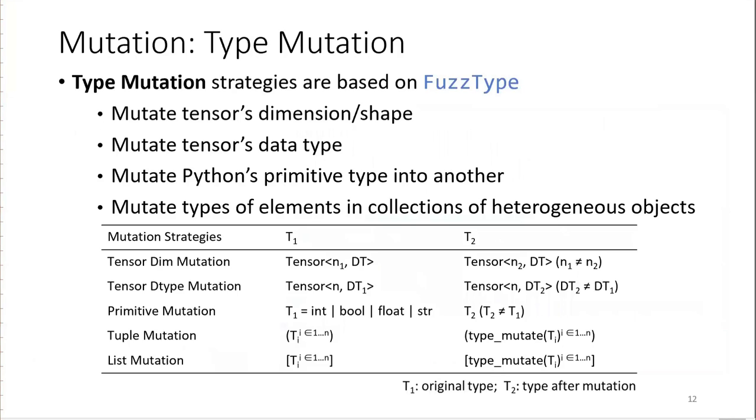For type mutation, our strategies are based on fuzz type. In the table below, T1 is its original type and T2 is its type after mutation. FreeFuzz can mutate a tensor's dimension or shape, mutate a tensor's data type, for example, changing from float32 to float16, mutate Python's primitive type into another, and mutate types of elements in collections of heterogeneous objects.